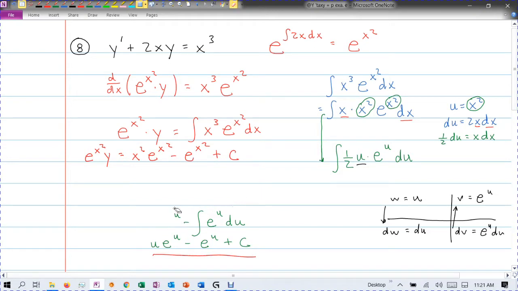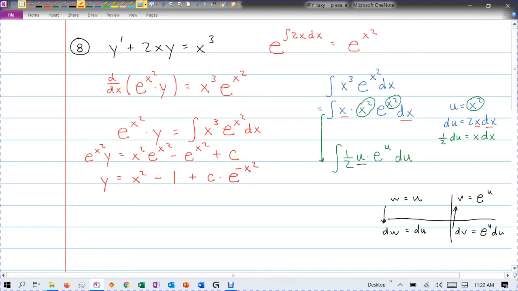All right, let's get all this out of here. Now we'll divide both sides by e to the x squared, so we get y equals x squared, since that e to the x squared is gone, minus this e to the x squared is gone, so we get 1. Then plus, we're dividing c by e to the x squared, so I'll write c times e to the negative x squared. And that should be our solution.